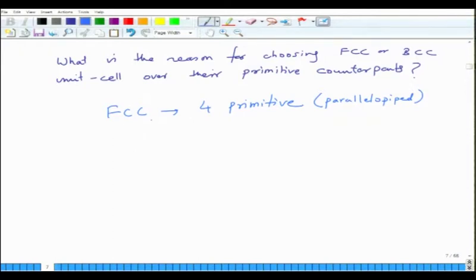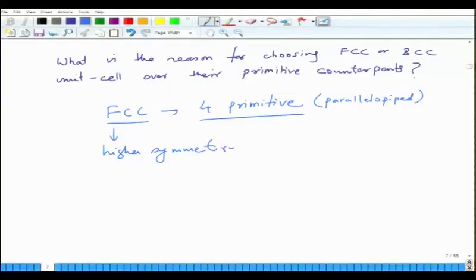So, the reason why you choose FCC over the primitive counterpart is because FCC has higher symmetry. In cube it has higher symmetry elements, it has 4 3-folds, 2 folds and 4 folds, whereas if you choose only the primitive ones you will lose some of the symmetry elements. So, that is why FCC, although it is a bigger unit cell than the primitive unit cell, is chosen: higher symmetry despite larger size.